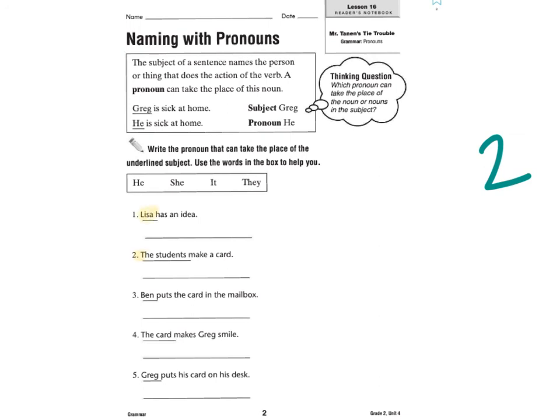So these words, what can take the place of those words? Use this word box to help you. Write them on the lines.